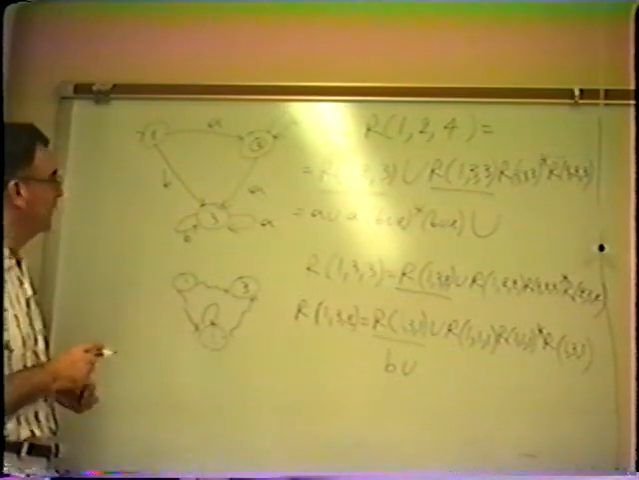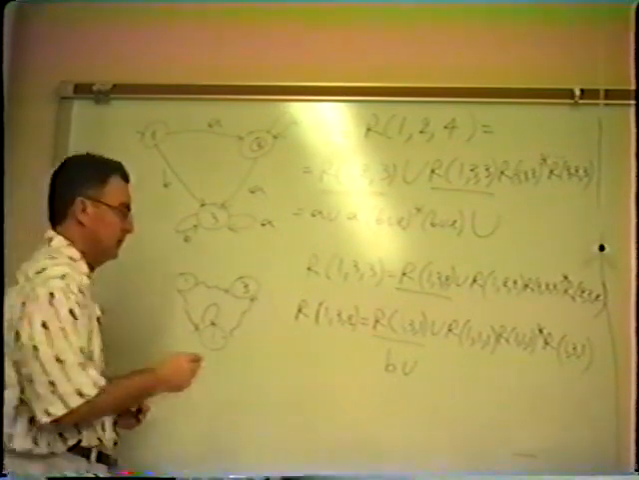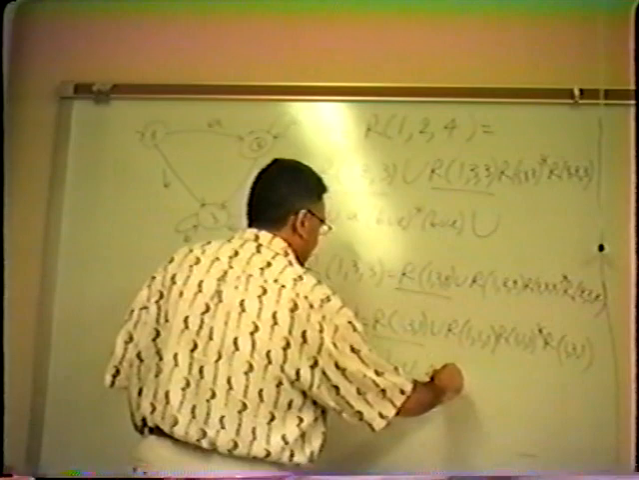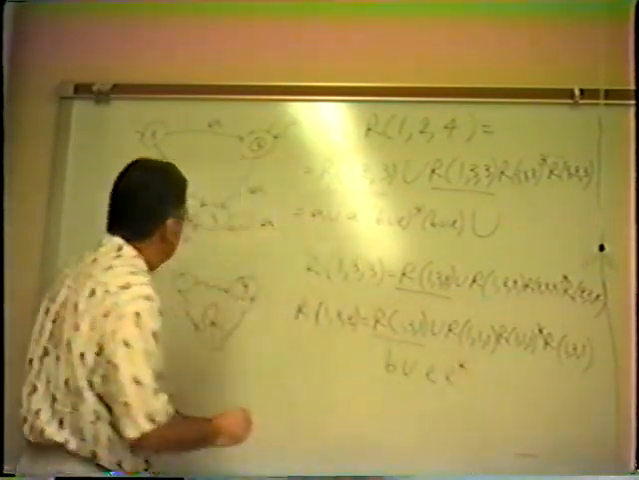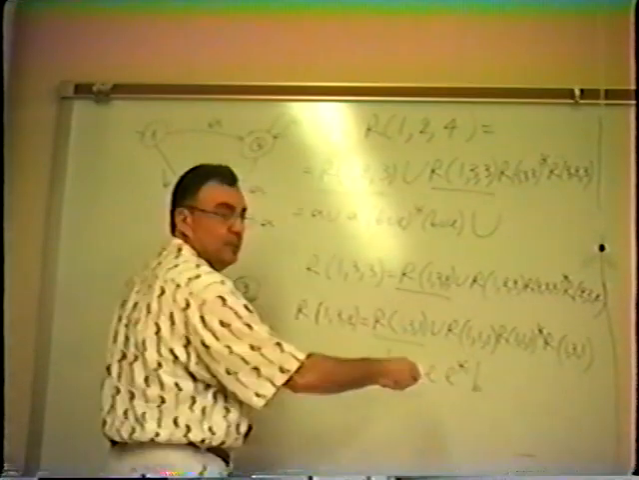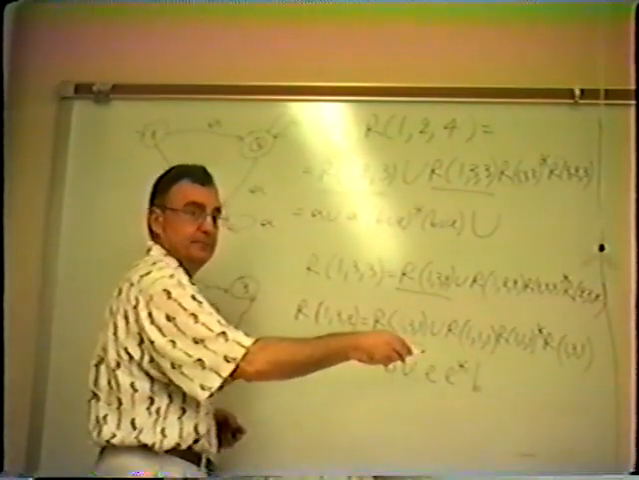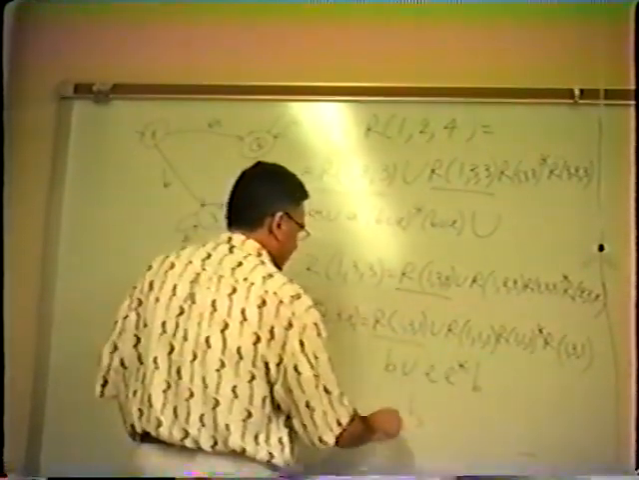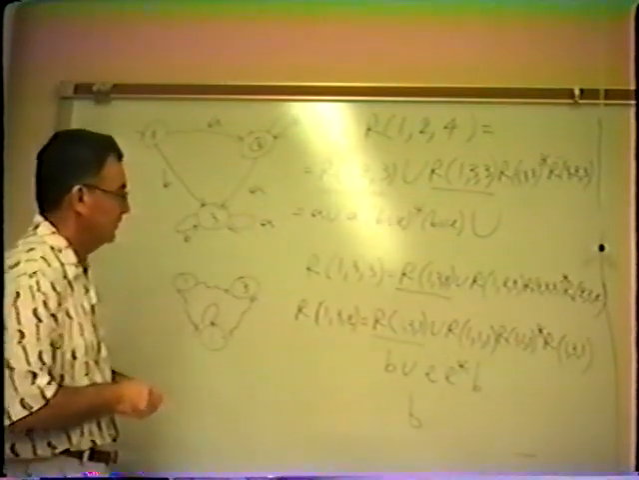What is R 1,1,1? Epsilon. Epsilon star. What is R 1,3,1? B. Again, so it's B union B, which is B. So R 1,3,2 is a B.